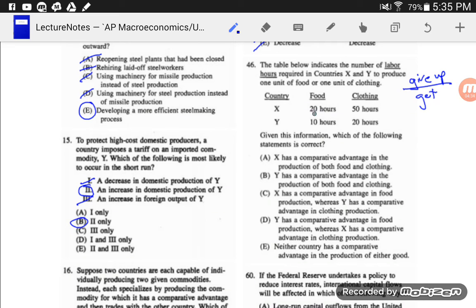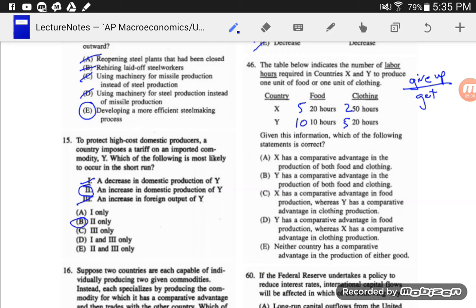And if we're looking at this, it's how much time, not how much I get. So I'm just going to arbitrarily choose 100 hours and say, how many could I produce? Well, in 100 hours I could produce 5 food, or I could produce 2 clothing. Country Y could produce 10 food or 5 clothing. So country Y has the absolute advantage in both food and clothing.